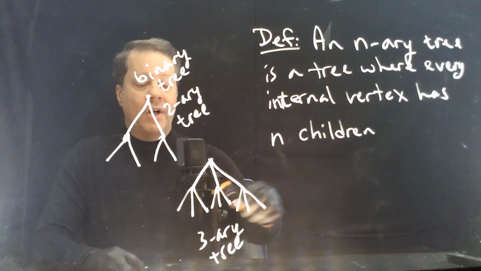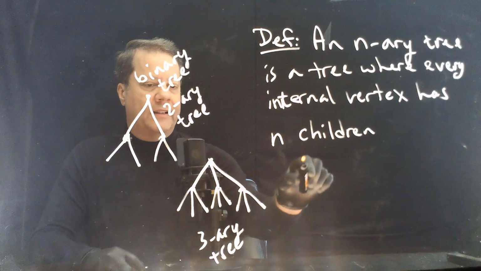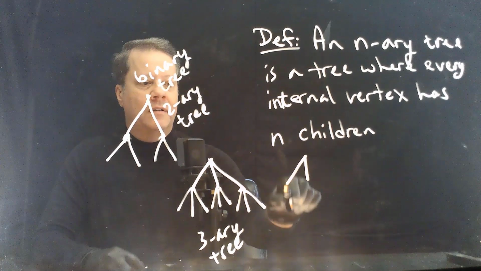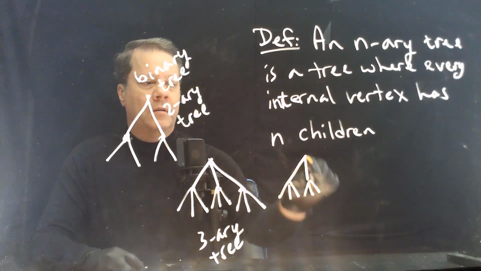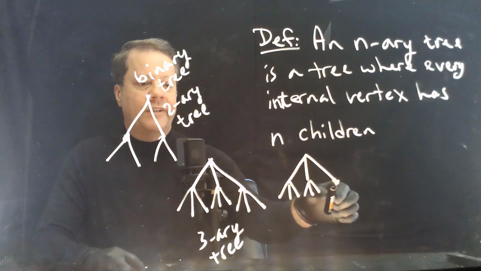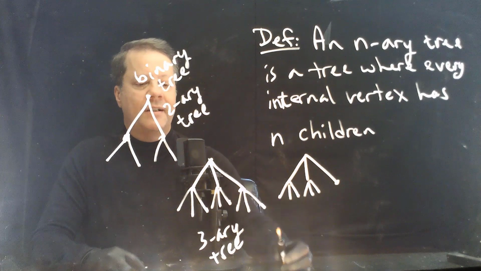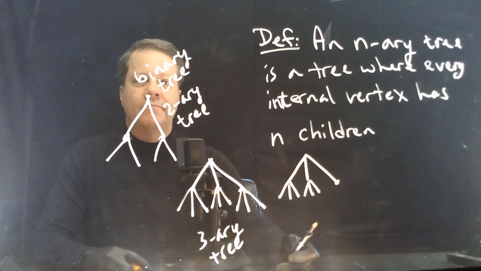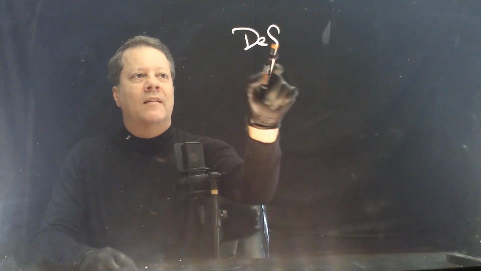By the way, these don't have to keep going on like this. We could have something like this, where this last vertex over here has no children, and it's still a 3-ary tree. You can tell that these trees are a lot like what you would draw for, say, family trees.